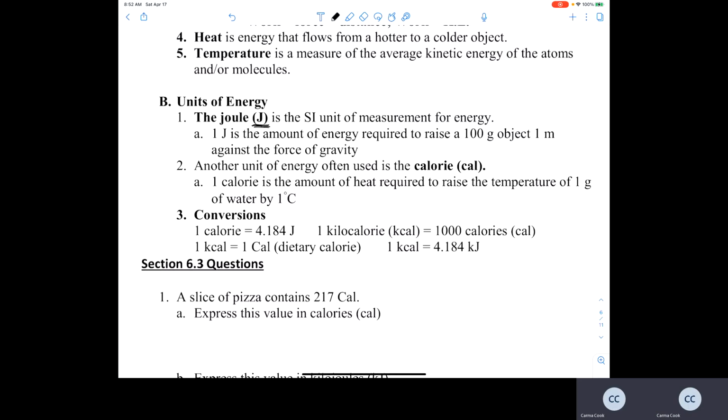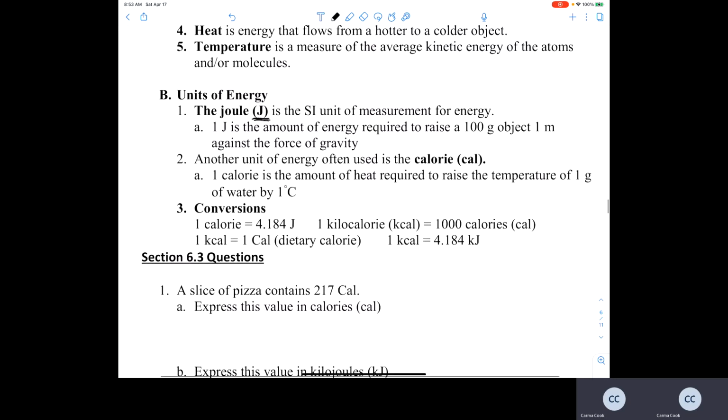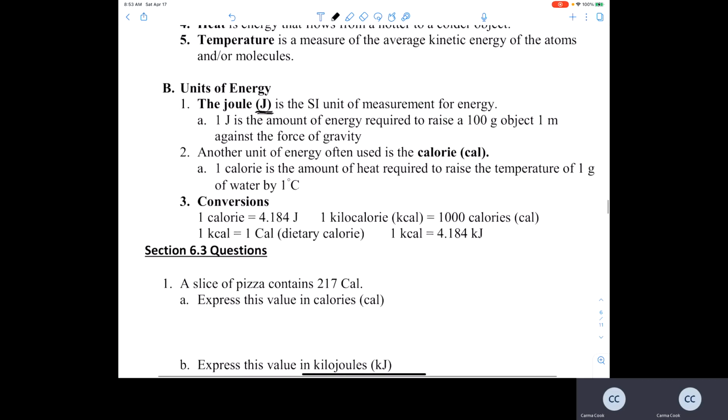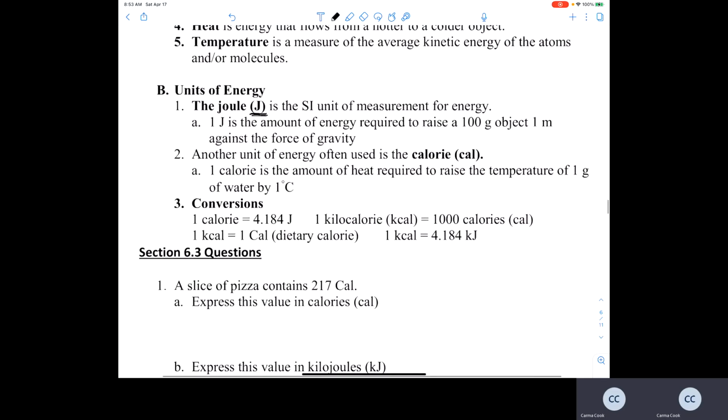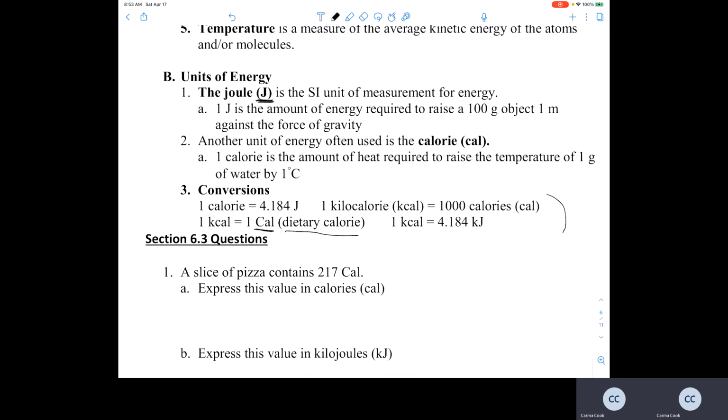And so another unit that's used for energy is the calorie. Note there are 2 calories. There's a lowercase c calorie, and that's the amount of heat that's required to raise the temperature of 1 gram of water by 1 degree Celsius. Then you have the dietary calorie, capital C calorie. And so to convert in between these units, we have these conversion factors shown here.